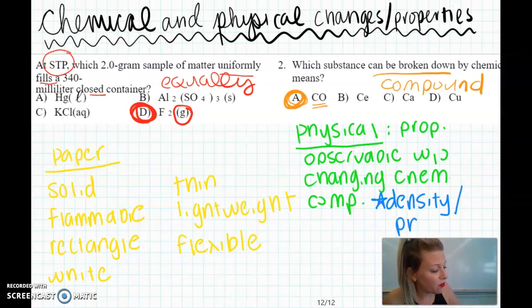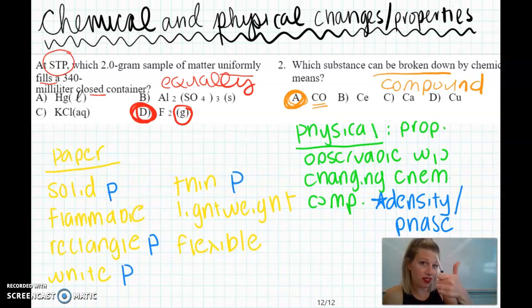And the phase of matter. Again, the fact that this is a solid piece of paper. So let's go back to our properties that we have listed, and let's label them as chemical or physical, or at least physical for this part. So the fact that it's solid, that's a physical property. Flammable, I don't think is physical, and we'll talk about that in just a moment. The fact that it's a rectangle is physical. It's white is physical. It's thin is physical. Lightweight is physical, and it's flexible is physical.